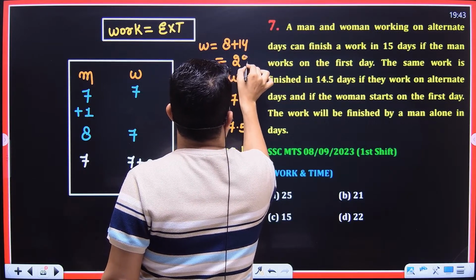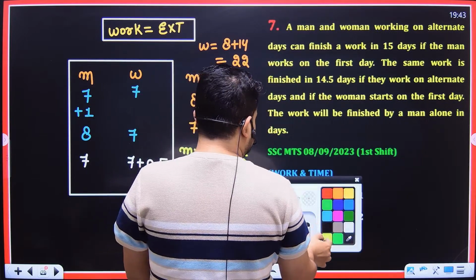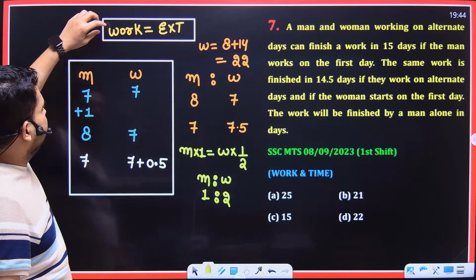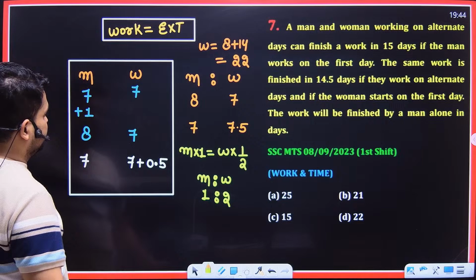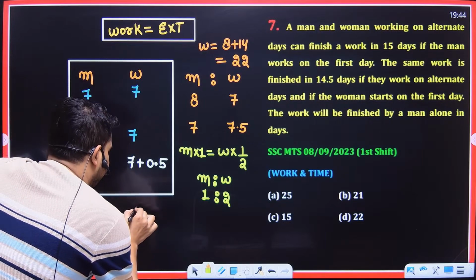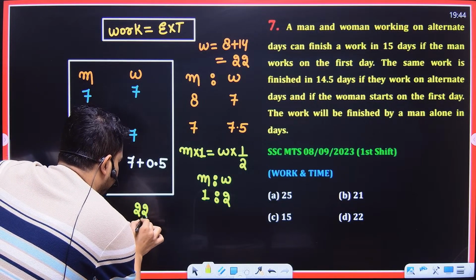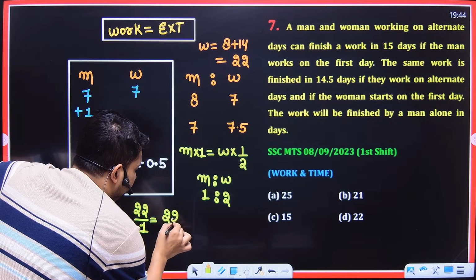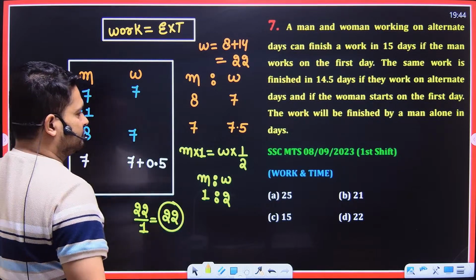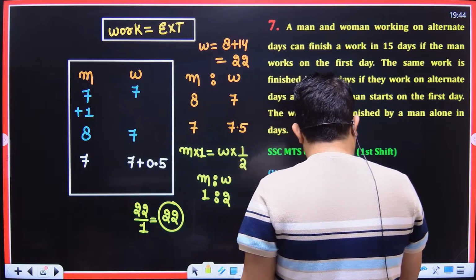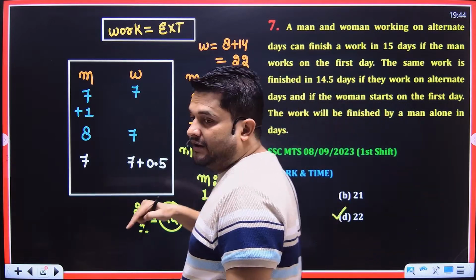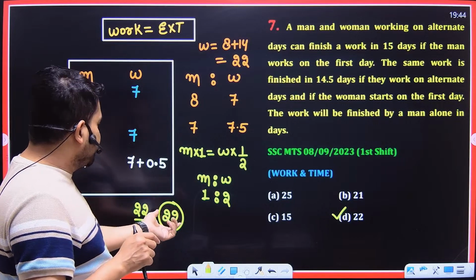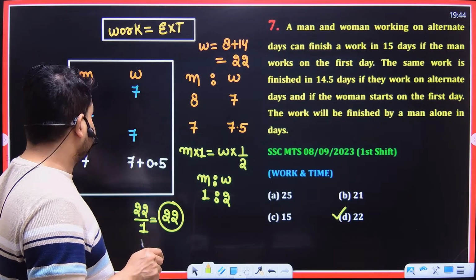We have to do this work with the help of a man, and the efficiency of the man is 1. See, if we have to calculate time, then we have to divide work by efficiency. So we'll divide 22 by 1. 1 is the efficiency of the man. The man will take 22 days to finish this work. If we have to calculate the number of days taken by the woman to complete this work, we will divide this 22 by 2, which gives 11.